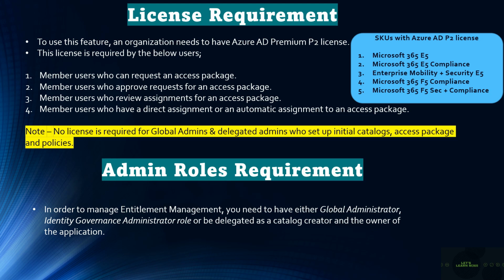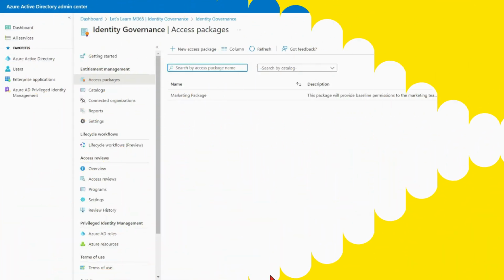Let me now talk about the admin roles requirement. Please ensure you have either global admin or an identity governance admin, or you must be delegated as a catalog creator to be able to manage all the aspects of entitlement management. During the demonstration, I will show you how a global admin or an identity governance admin role holder can delegate someone as a catalog creator. Alright, let's get into the demo now.